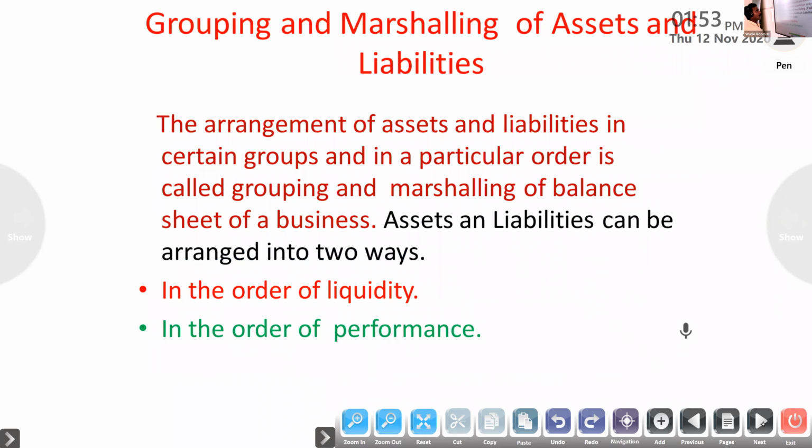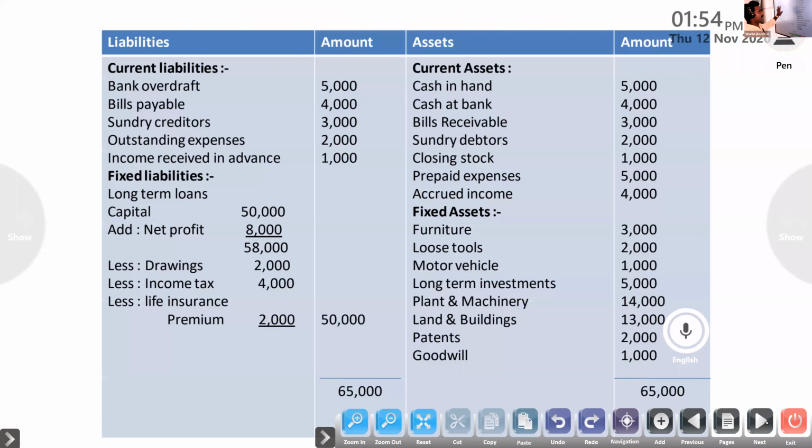Next one, grouping and marshalling of assets and liabilities. Arrangement of assets and liabilities in a particular order, that is called grouping and marshalling of assets. This is a balance sheet.